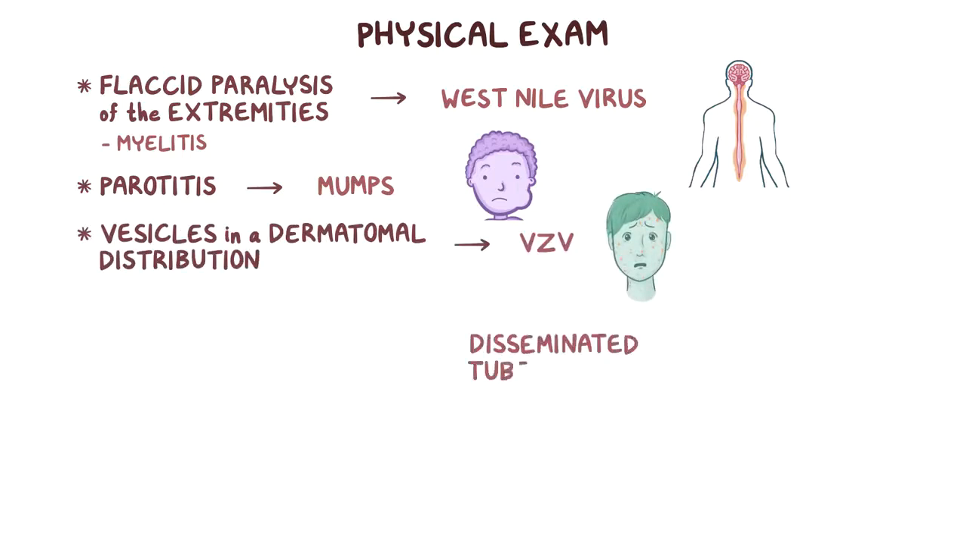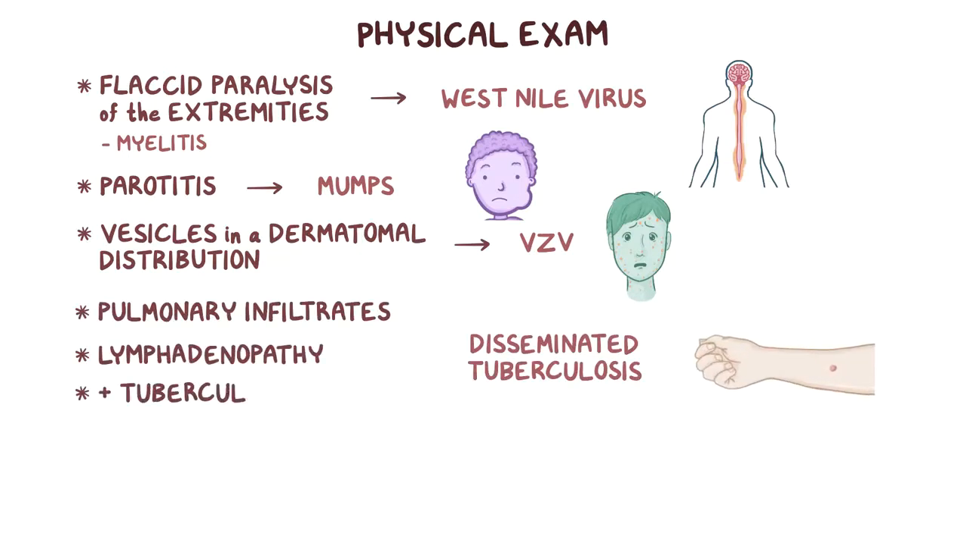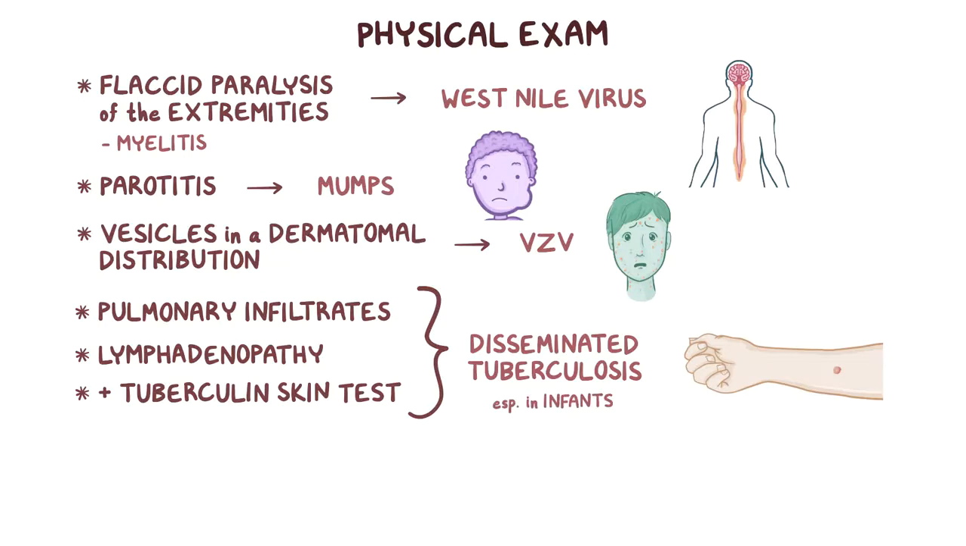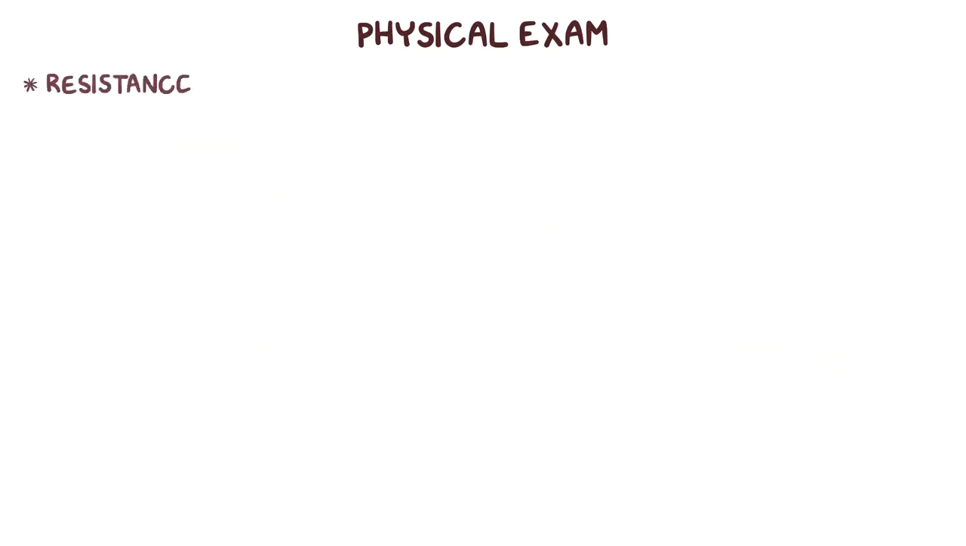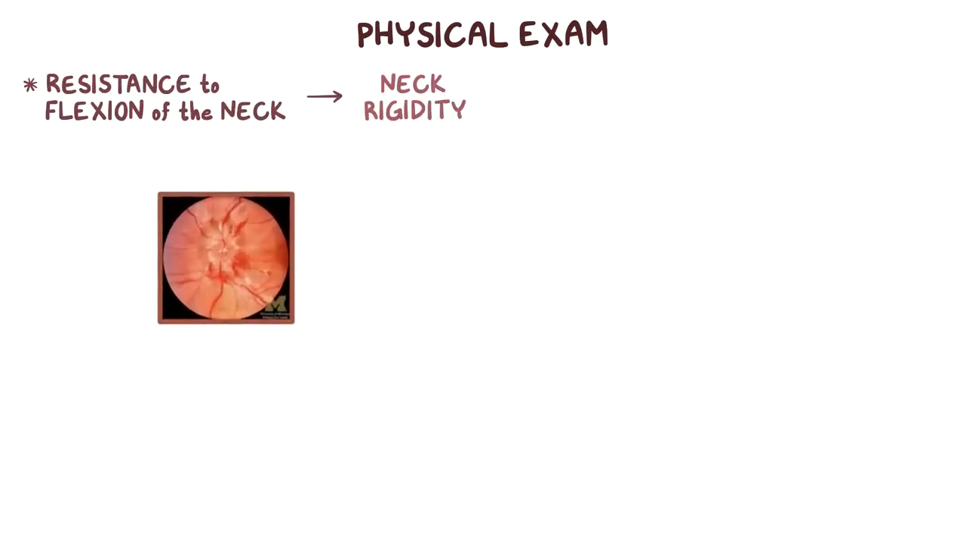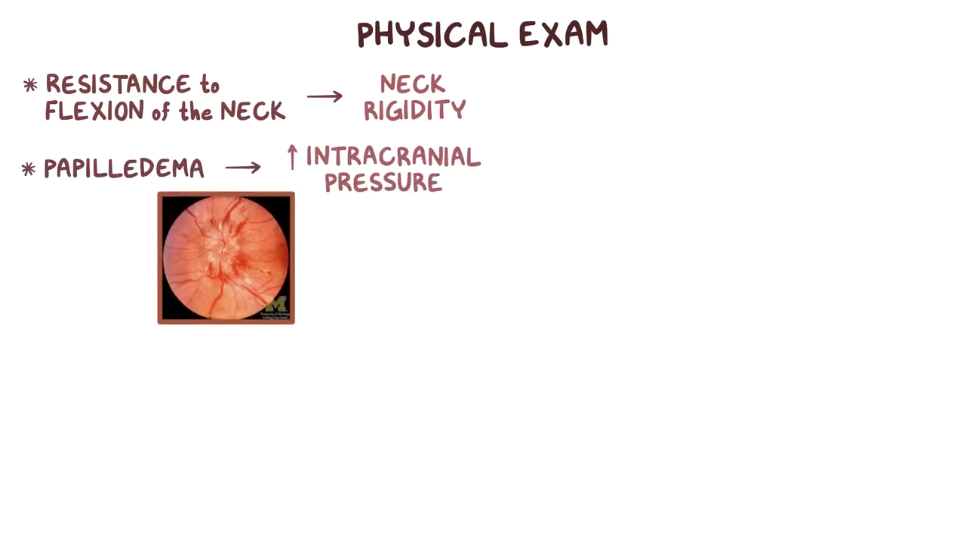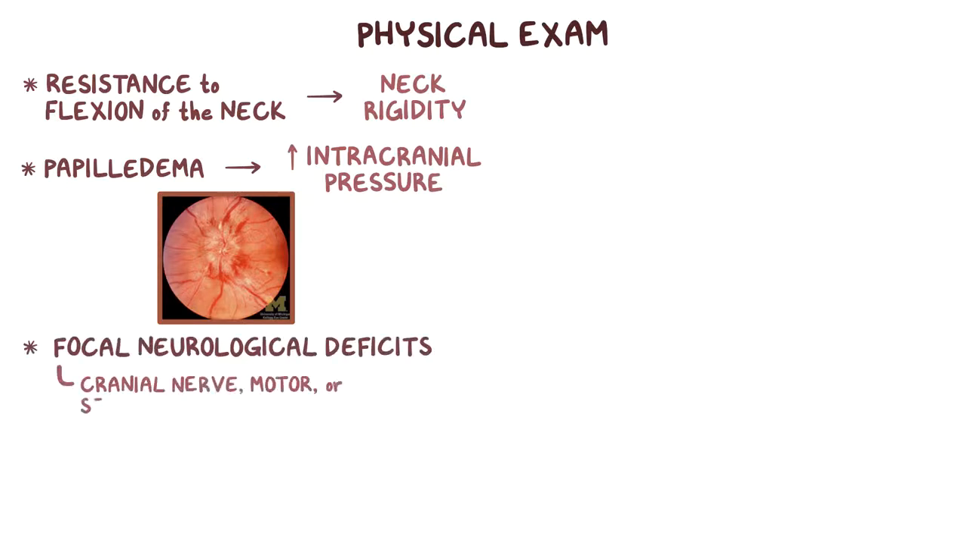Features of disseminated tuberculosis like pulmonary infiltrates, lymphadenopathy, and a positive tuberculin skin test should prompt consideration of tuberculosis meningitis, especially in infants. Also, on examination, resistance to flexion of the neck indicates neck rigidity. And fundoscopy of the eye can reveal papilledema, which indicates an increased intracranial pressure. Sometimes, there may also be focal neurological deficits like cranial nerve, motor, or sensory deficits. Helpful signs include the Kernig and Brzezinski signs.